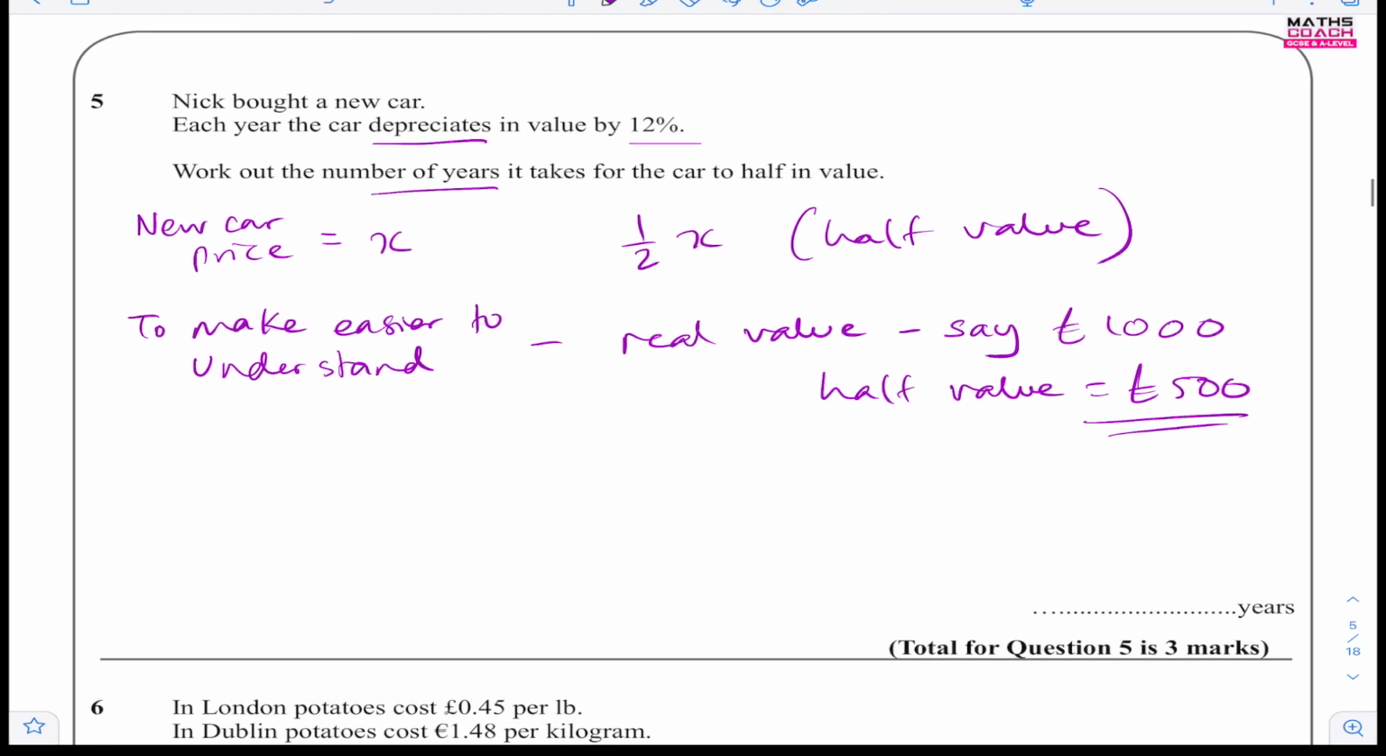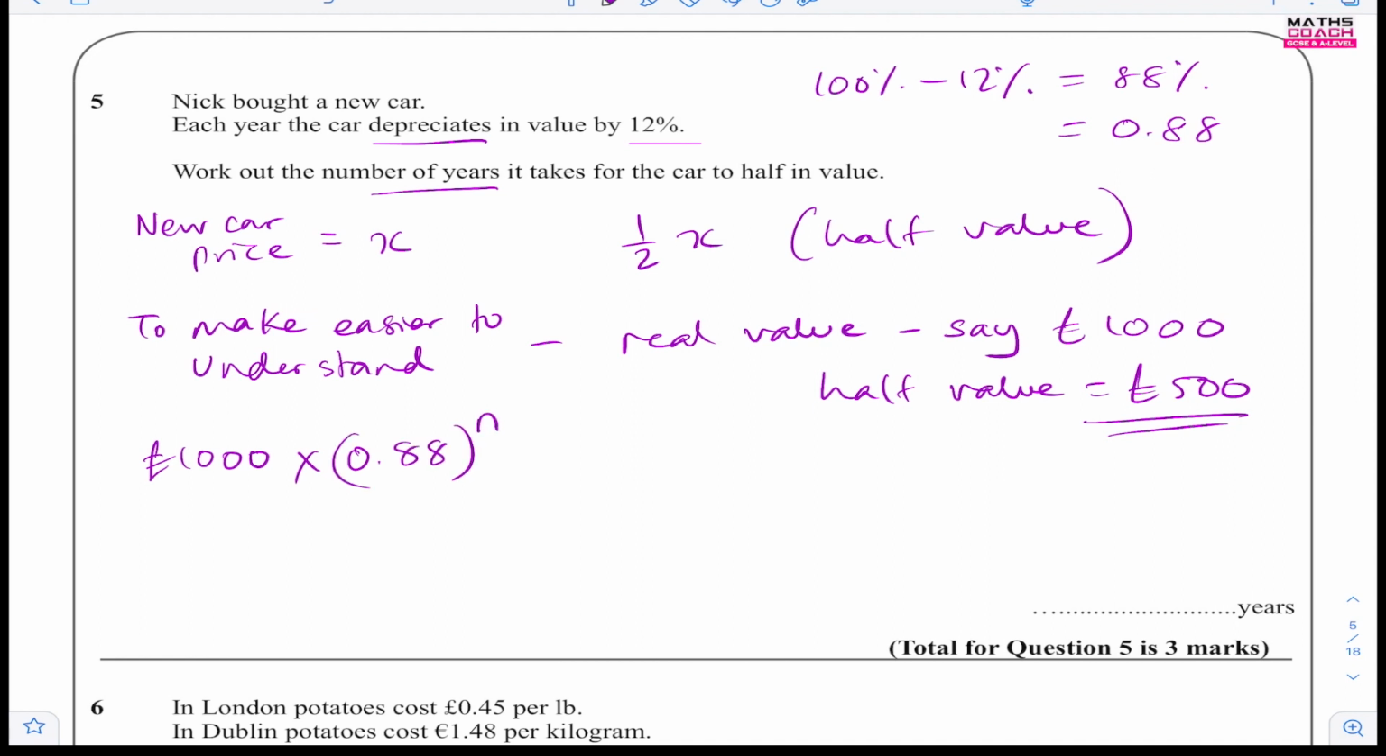We can use our formula for finding percentage increase or decrease, which is original amount times by the multiplier to the power of n, and we want to make that equal to 500. So that's going to be £1,000, which is our original amount, times by our multiplier. Now the multiplier, if it depreciates in value by 12%, that means 12% take away from 100 is 88%, and the multiplier is going to be 0.88. So it's going to be 0.88 to the power of n, which is the number of years. So the number of years it takes for this car value to go down to £500.